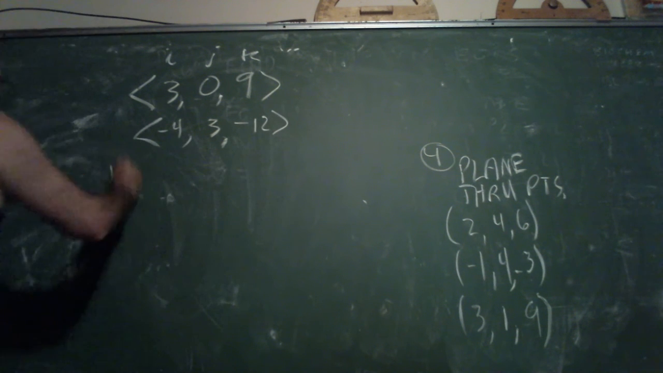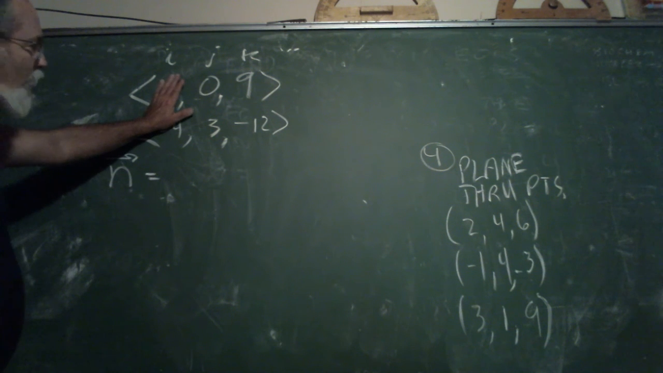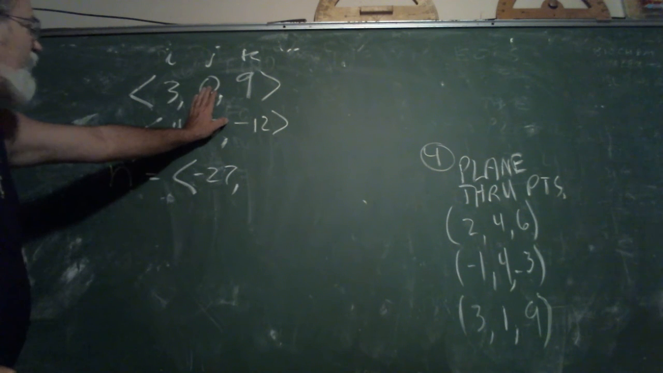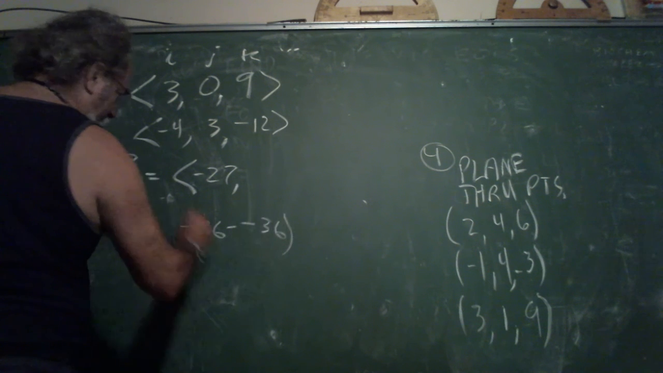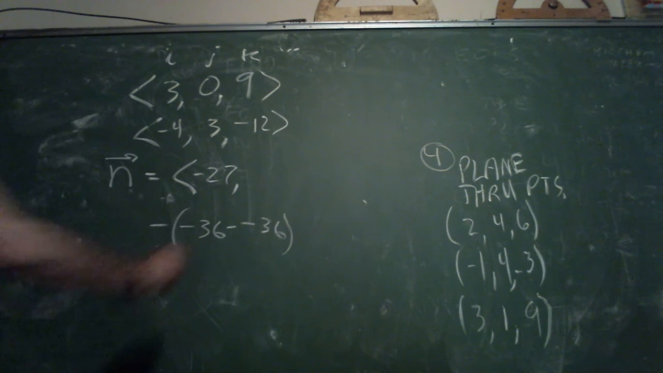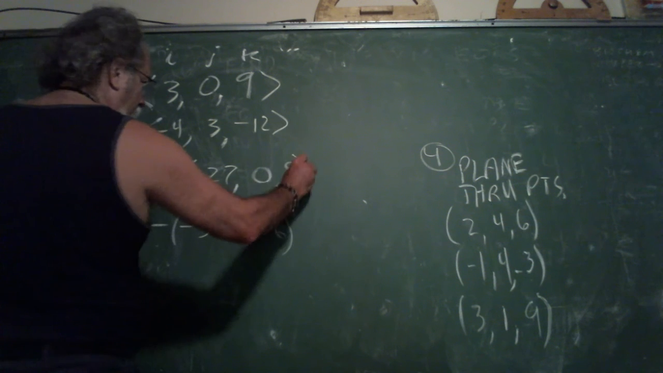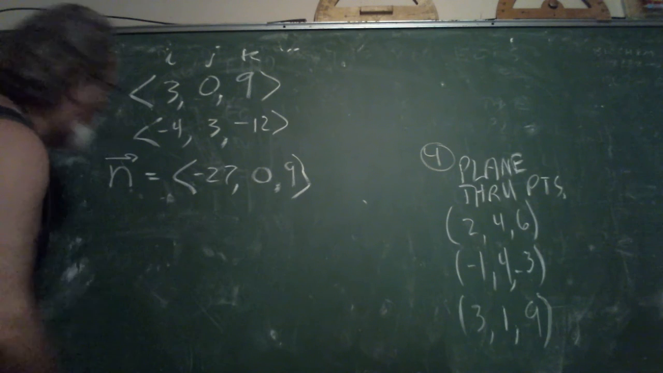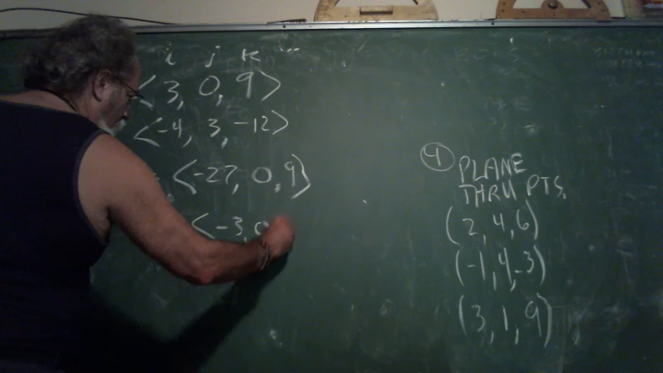So the normal is going to be that cross product. And that's going to be 0 minus 27. I'm going to have negative 36 minus negative 36. And then I'm going to take the opposite sign of that, but that's the opposite sign of 0. So this is a big 0 in the middle. And then the last one is going to be 9 minus 0. So I can simplify a little bit. I'll use the normal of negative 3, 0, 1.